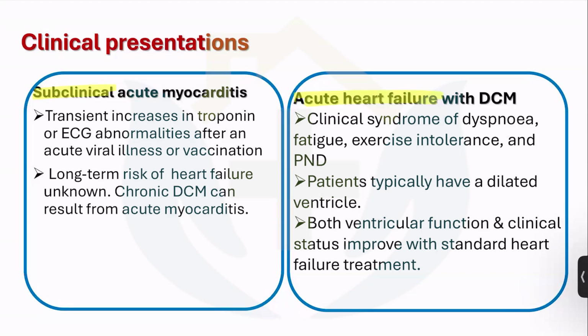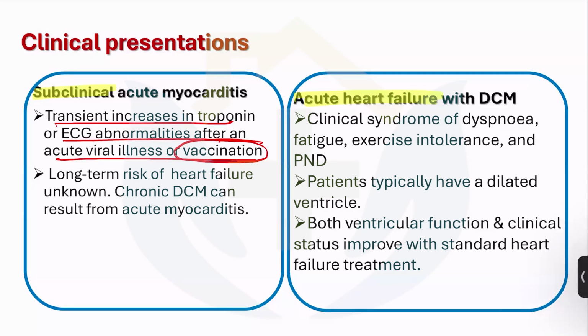So you remember that acute heart failure may be with dilated cardiomyopathy, whose underlying cause will be myocarditis, or there may be subclinical myocarditis. There can be a transient increase in troponin or ECG abnormalities after an acute viral illness or vaccination. This vaccination I am repeating again and again. This is a very important MCQ topic for anyone. Okay.